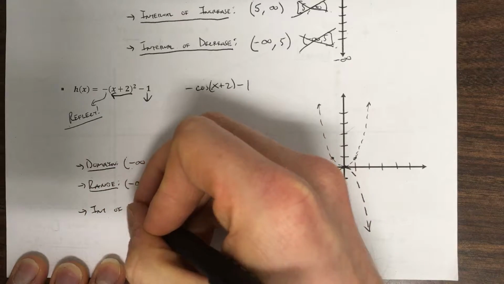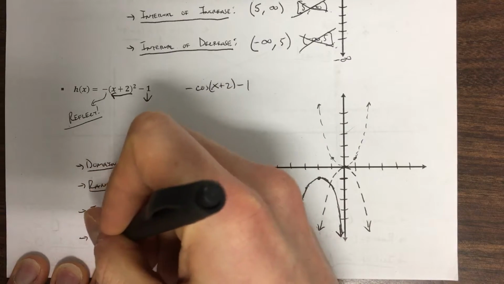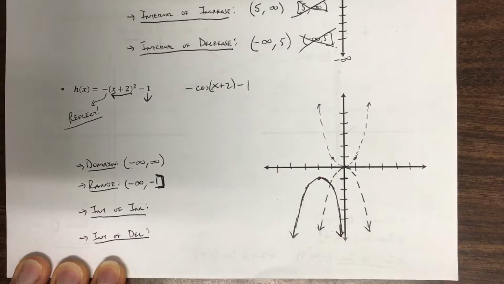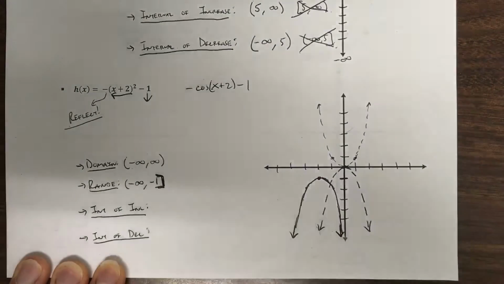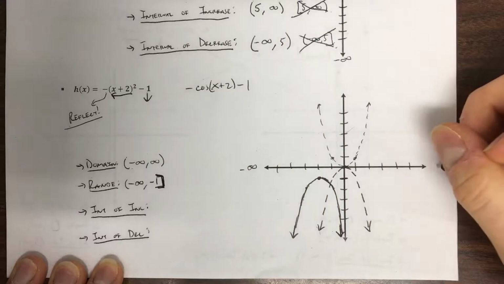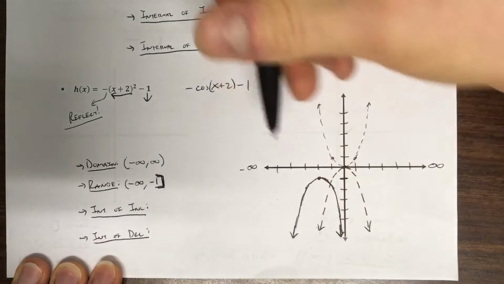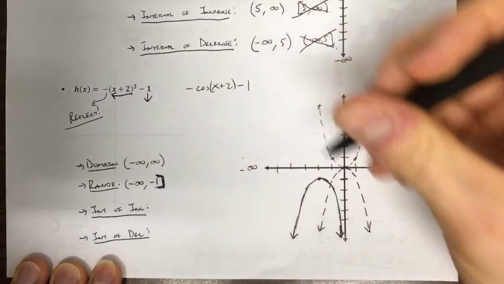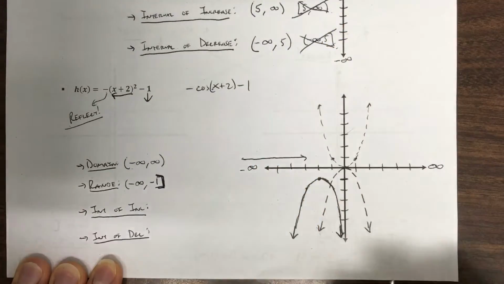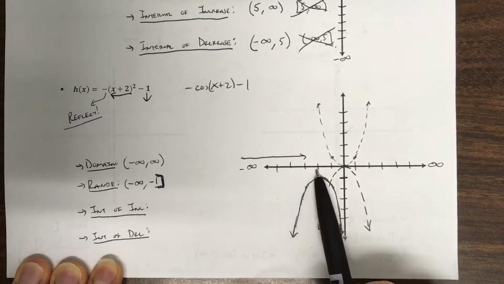I'm just going to write int of increase for our interval of increase and int of decrease for my interval of decrease. Now remember, we're talking about the x-axis. We read our function left to right. If it helps you, all the way out here is negative infinity. All the way out here is positive infinity. So as I'm going from negative infinity, I'm moving to the right. I'm looking at my function. I'm thinking, as I'm out here, am I going uphill or downhill?